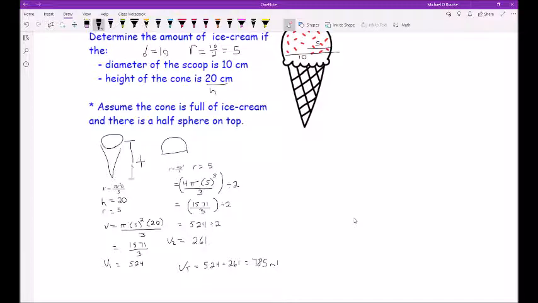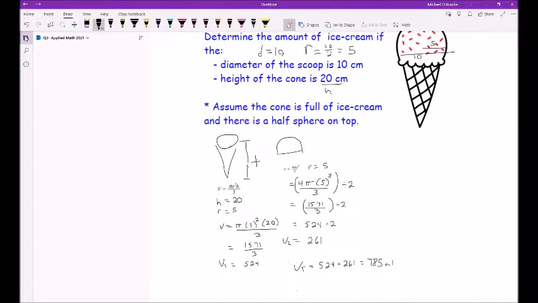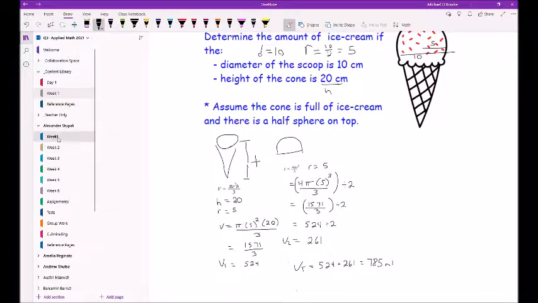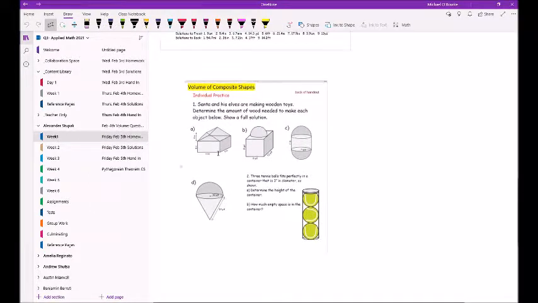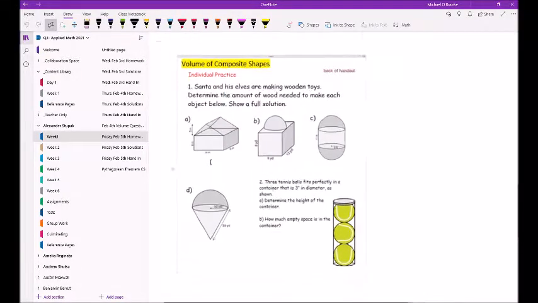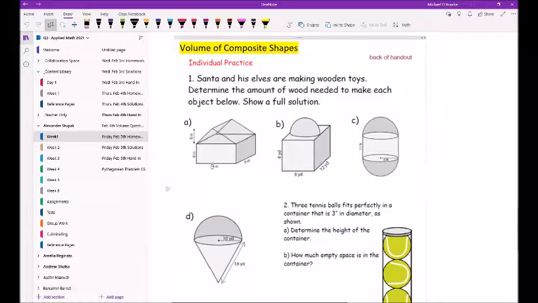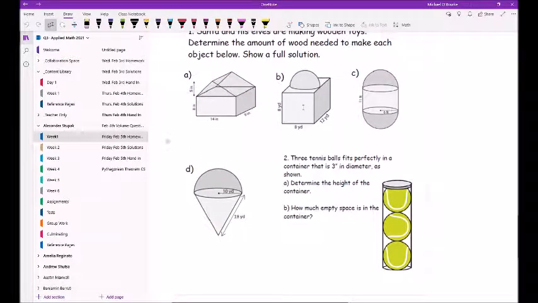Okay, if you look at our homework, there's 4 questions on the homework. Two pretty basic questions, right? That are like one shape plus another shape. This one's a little different. You have to kind of think this one through.